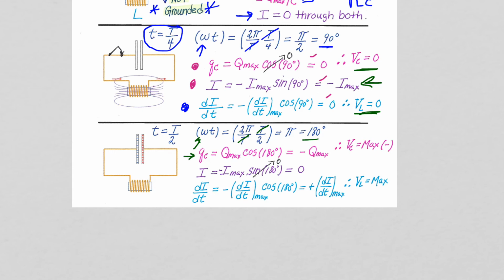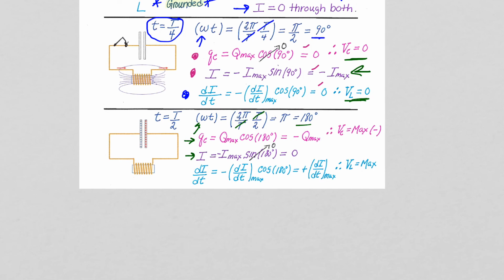Our Q is now negative Q max. Polarity is reversed. Our current is 0. The current is 0 everywhere in the circuit. Capacitor, inductor, everywhere. Our di dt is now max, and the polarity has been reversed, so the voltage across the inductor and the voltage across the capacitor are both back to their maximum value.